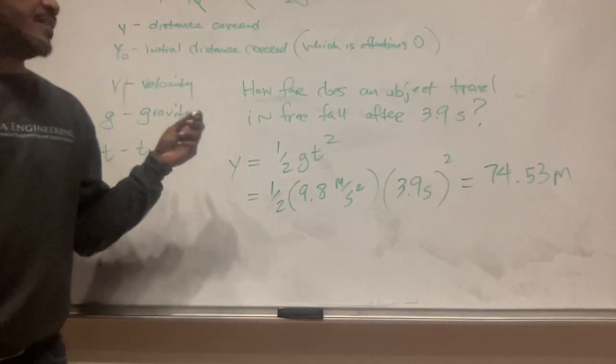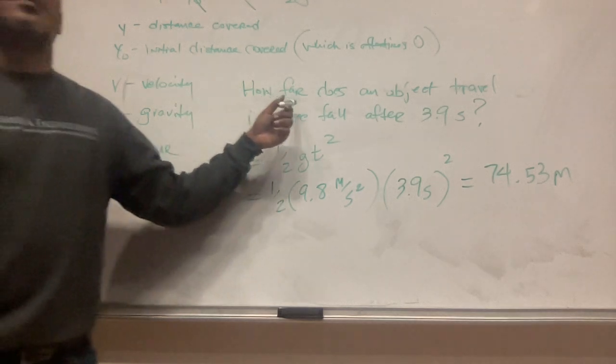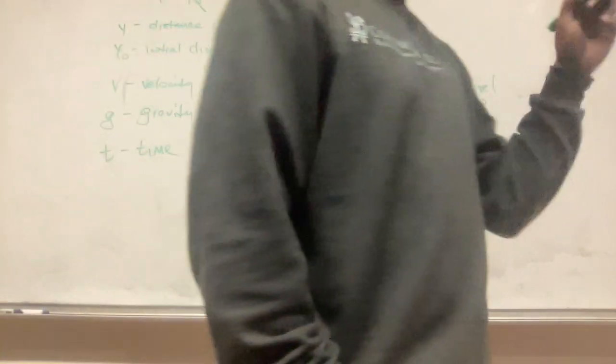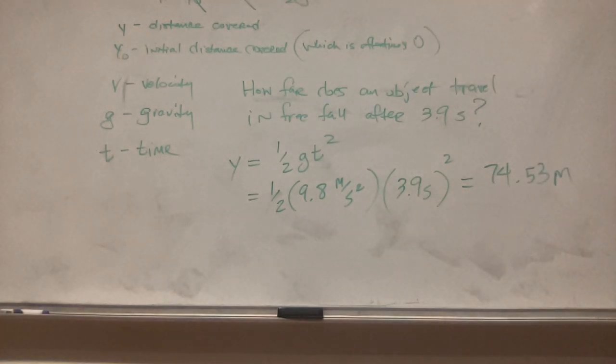So what does that say? That says that the object travels 74.53 meters after 3.9 seconds. Yes. Right? And that's very important. After we do a problem and we get a result, we need to say it out loud to ourselves. That helps with understanding. So what we would do is say, the object here under free fall travels 74.53 meters in 3.9 seconds.